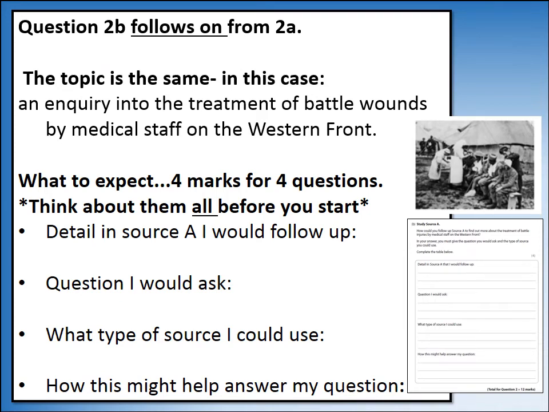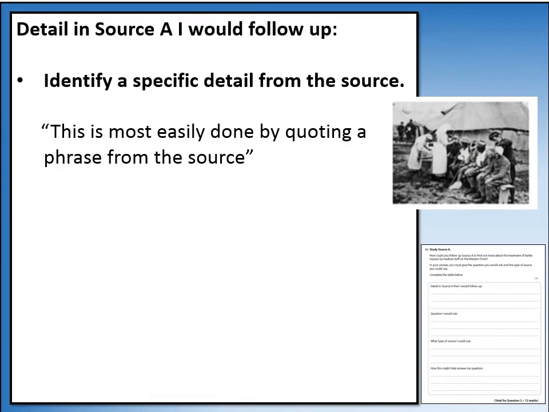They will be phrased as follows: a detail in source A that I would follow up, a question that I would ask, what type of source I could use, and how this might help answer my question. So you can see there's progression in those statements that you're going to be asked to work on, and all the time what we're doing here is building our own historical inquiry. So let's have a look at the first feature of question 2b.